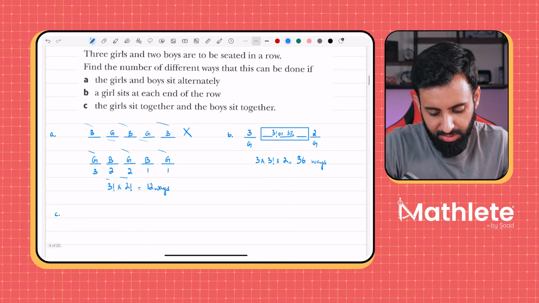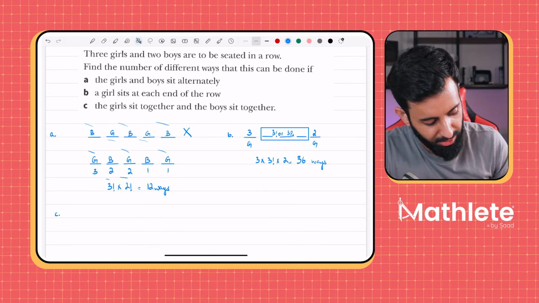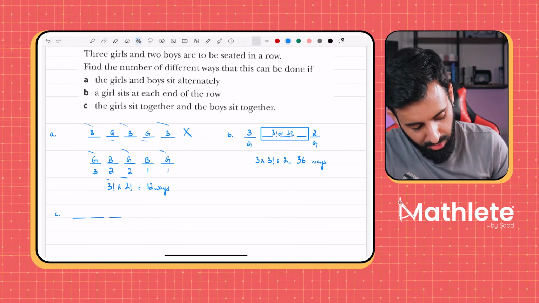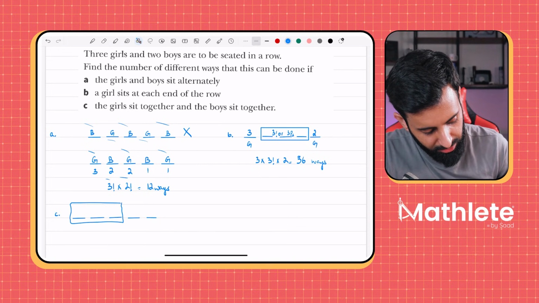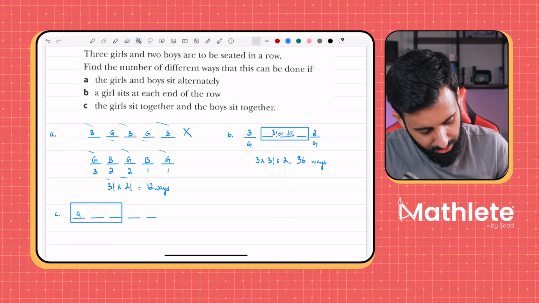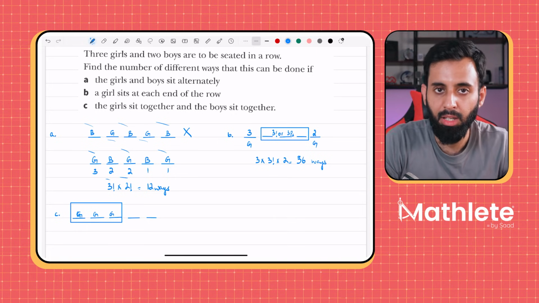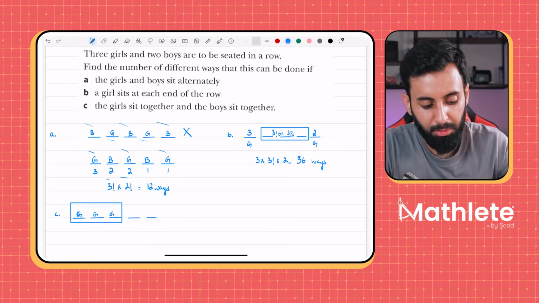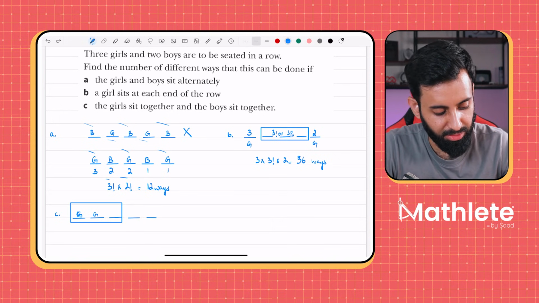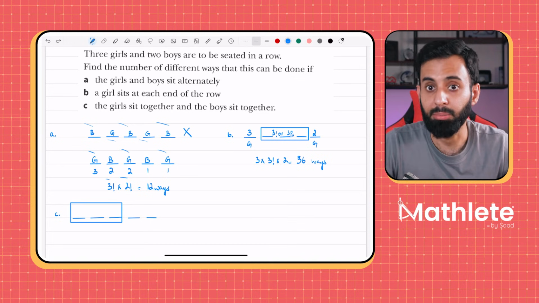All right, now part C. Part C says the girls sit together and the boys sit together. So once again, let's make 5 blanks: 1, 2, 3, 4, 5. The girls have to sit together, so here we have the girls sitting together. Girl, girl, girl. Now you might think that these are 3 girls, so why aren't we dividing by 3 factorial? Well, since they're 3 different people, we're not going to consider them as repeated objects.